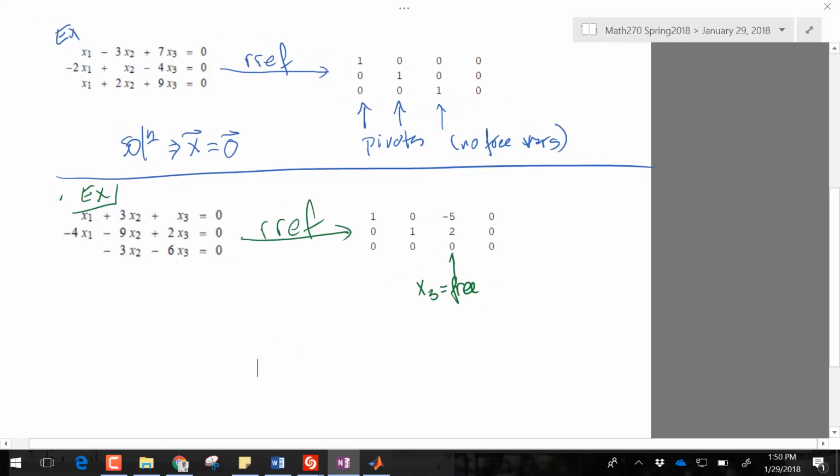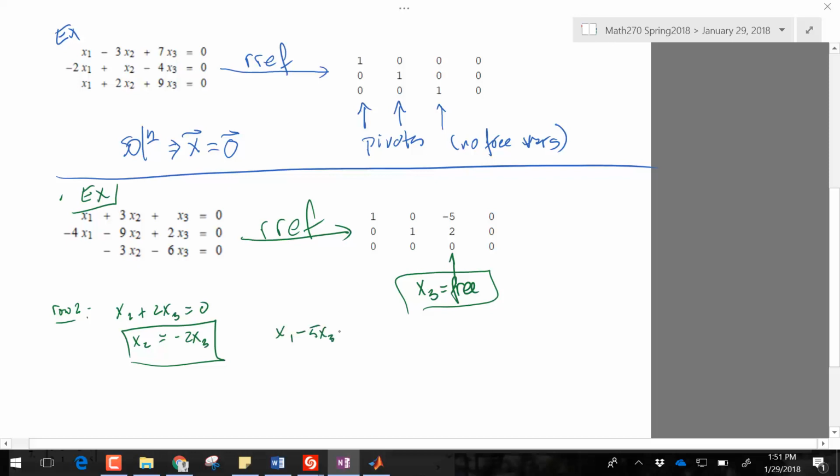From row 2, we have x2 plus 2x3 is equal to 0. So x2 is equal to negative 2x3, after we noticed that x3 was free. And then x1 minus 5x3 is equal to 0. So that gives us x1 is equal to positive 5x3.